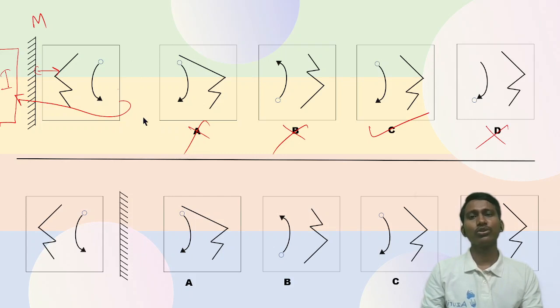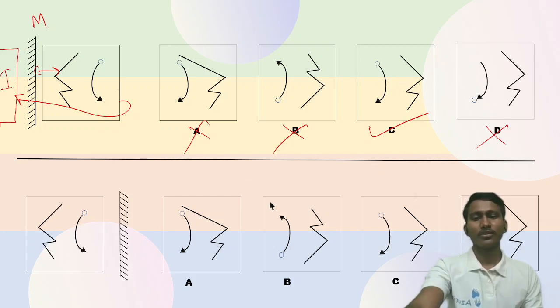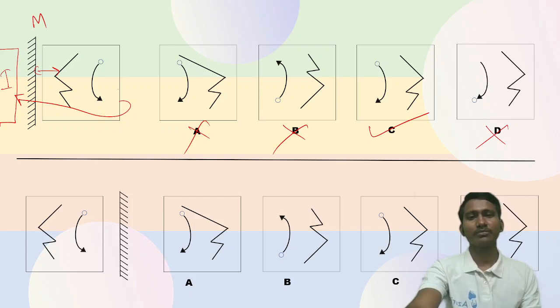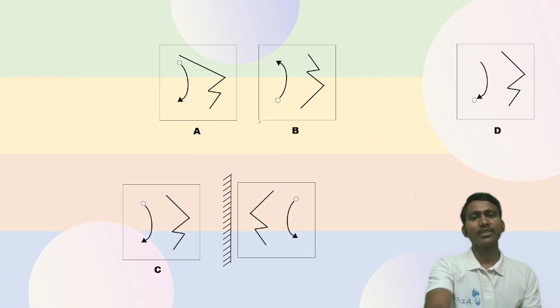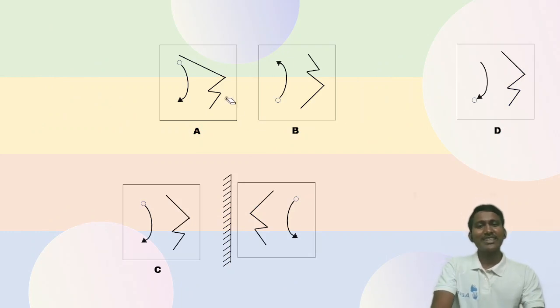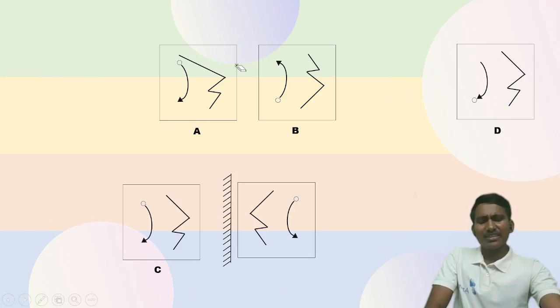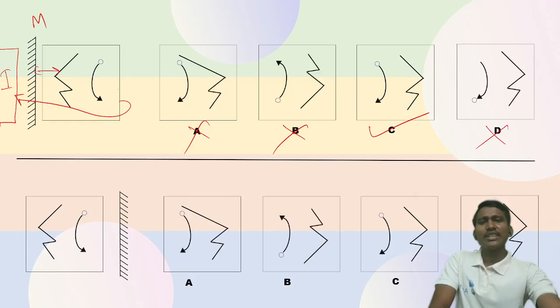I will show you the mirror image of this. Okay, fine. Sir, the next answer is C. Okay, good. Now let us see. If you see this question, this is the question figure.